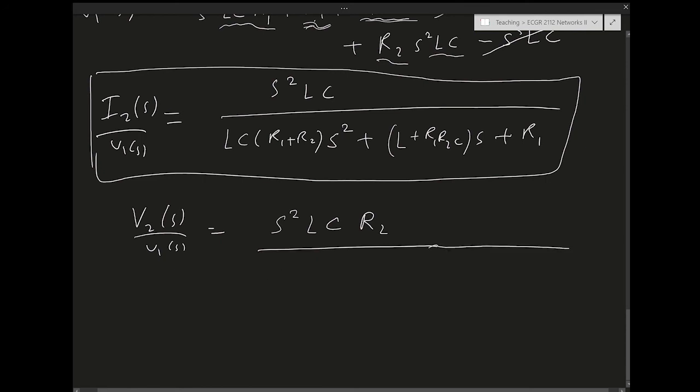This is another common fact that you will discover: when you do transfer functions for the same circuit, you might get a different numerator, but typically for the same circuit, you will tend to get the same denominator.